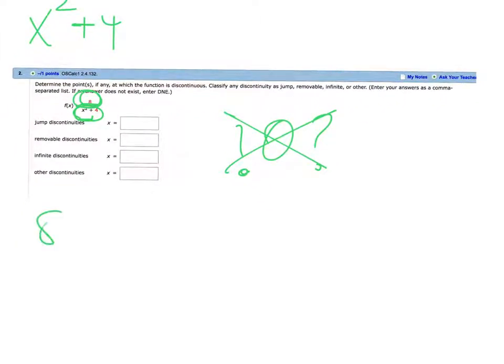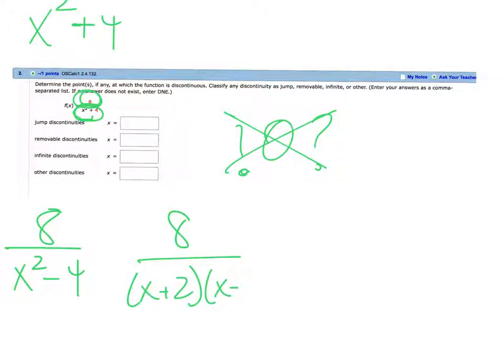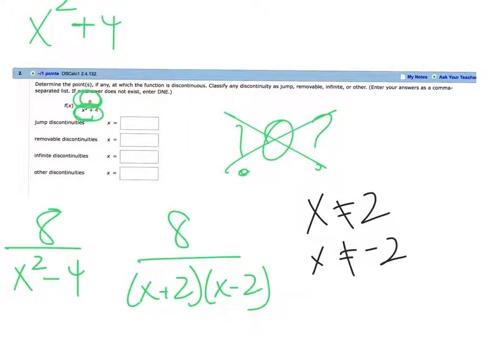If it was 8 over x squared minus 4, then we would have a problem. If you factor that denominator, you'll see that there are two values that will make the denominator 0. You'll have a problem where x cannot be 2 and x cannot be negative 2 on that function. And those would be called jump discontinuities. I'm not quite sure. No, maybe they're not. Maybe they're infinite. I'm not sure what the vocab here is on this one. Let me look this up.